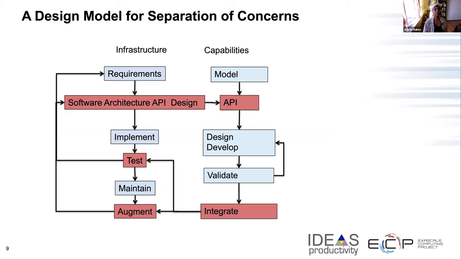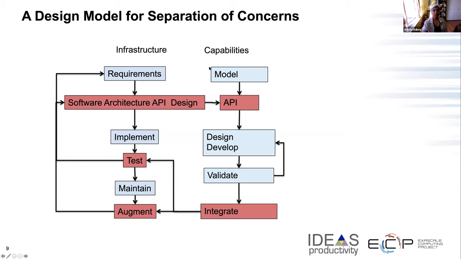So here is a design model for separation of concerns that has been found to be very useful by many science communities. There is the infrastructure design, where you do a much more thorough requirements gathering that translates into a software architecture and API design that is then implemented. And here is the feedback loop, because you test, you maintain, you augment, and you keep doing it. This is an ongoing process that goes on forever.